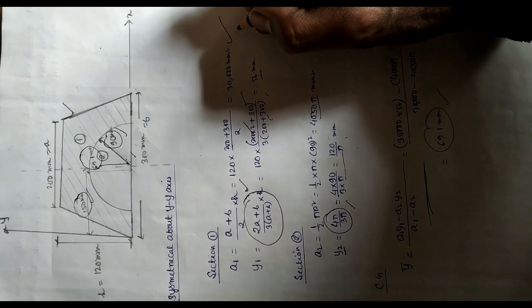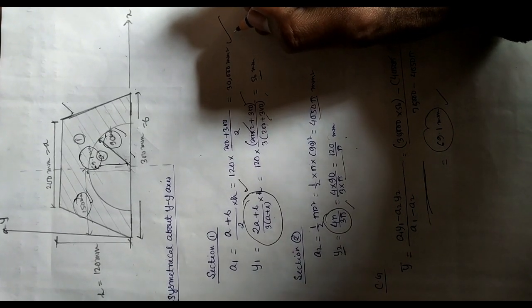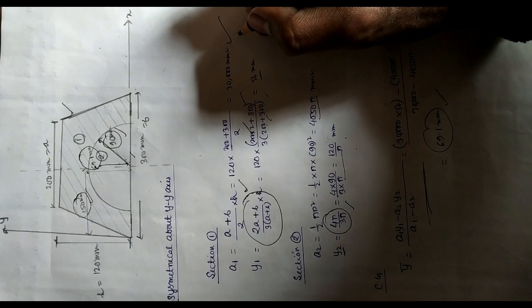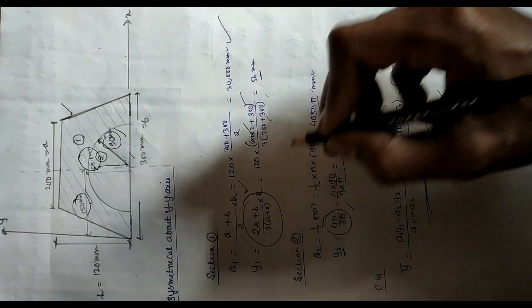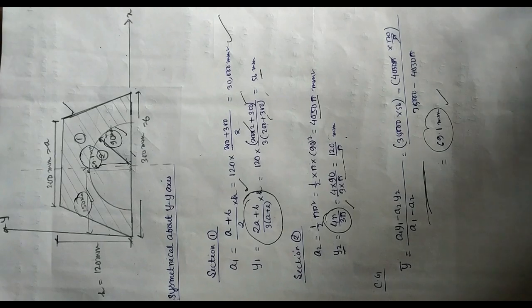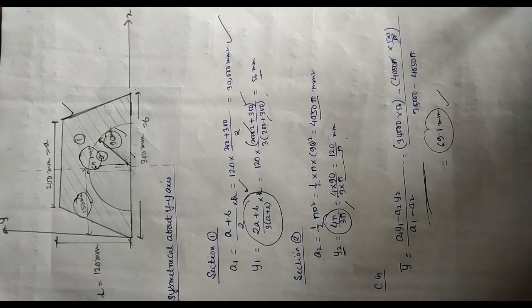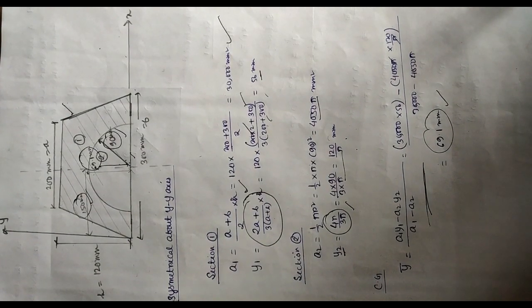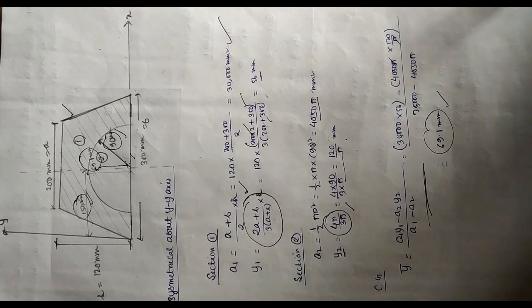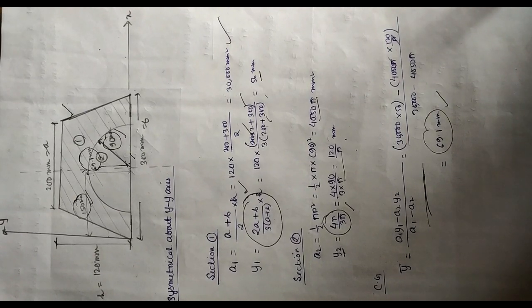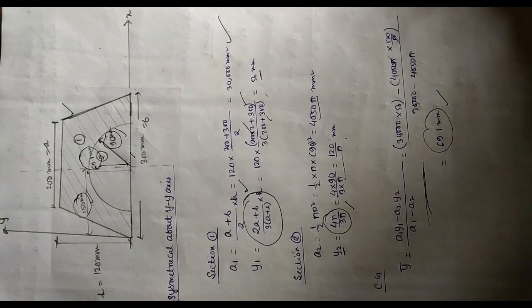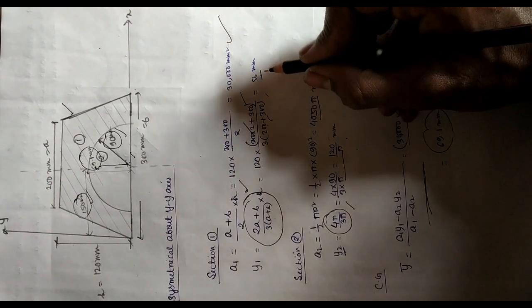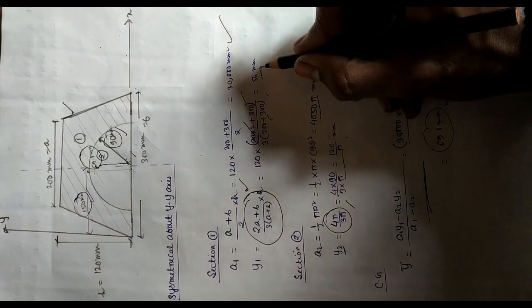And y1 is the distance of the center of gravity of the trapezium section from the x-axis, and the general formula is (2a plus b) by (3 into (a plus b)) into h. Okay, so you need to remember this formula, and whenever you find a trapezium section and want to find its CG from the x-axis, you can use that formula. After putting the values in the formula, I'm getting 56.